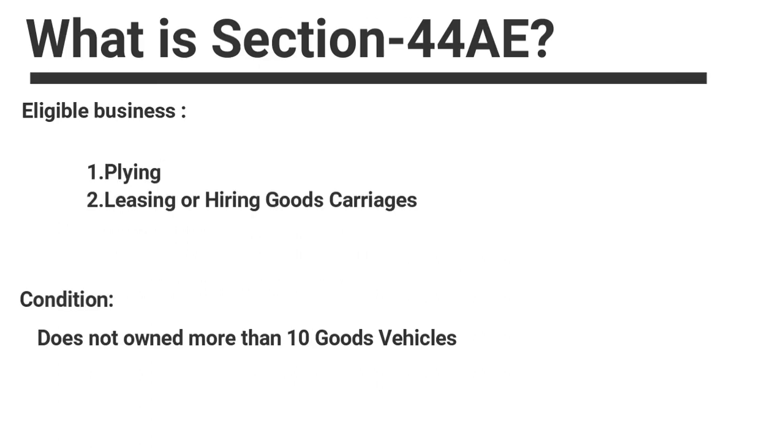Now let us understand the last section, which is section 44AE. This section talks about selective business only. So let's first understand the eligibility of business under section 44AE. Here it is. Eligible business in this section clearly mentions that the person who is engaged in a business of plying, hiring or leasing goods carriages and does not own more than 10 goods vehicles during the previous year. So this is the eligibility of the business. Now let us understand the criteria in the next slide.